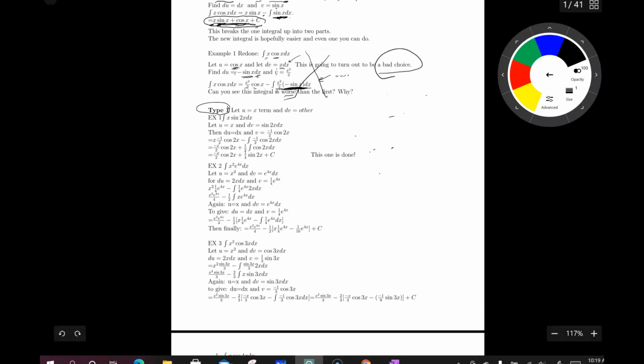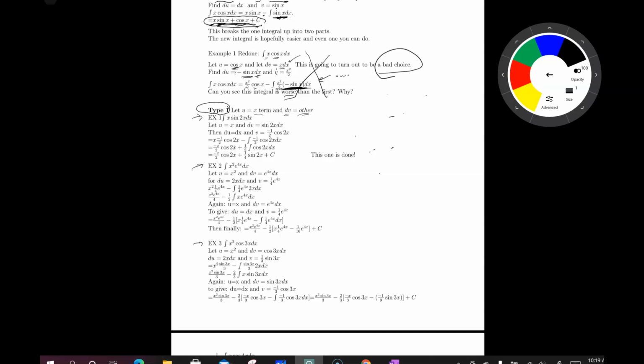Okay, so I want to go through these 3 different examples of what I'm going to call type 1 of integration by parts. This is the type where you want to let u equal the x term and you want to let dv equal the other terms. Remember, integration by parts is most often used with 2 functions multiplied times each other.